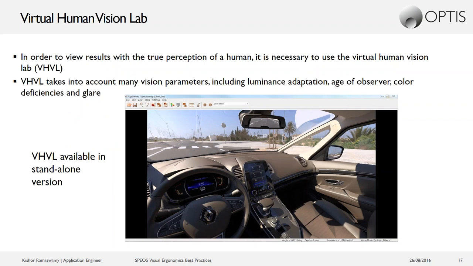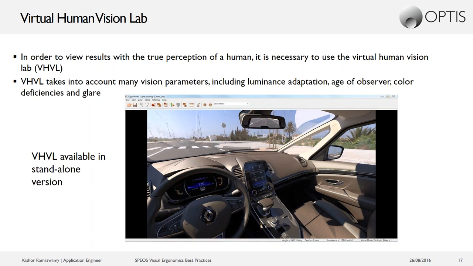So all VE simulations are generally viewed inside what we call the Virtual Human Vision Lab. This is our viewer for taking into account all things related to human perception. This includes previous luminance adaptation, the age of an observer, color deficiencies, and glare. One note on this is that the Human Vision Lab is also available as a standalone version.